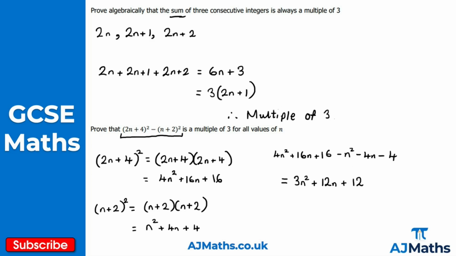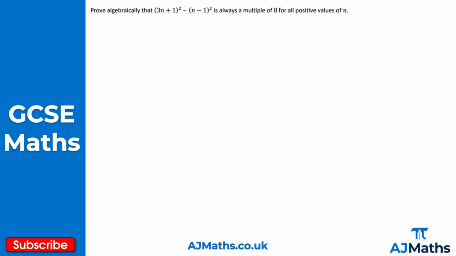Now, like we did with the previous one, if we want to show that it's a multiple of 3, we want to be able to factor a 3 out from our expression. And in this case, we clearly can. Everything's divisible by 3. So we get 3 lots of n squared plus 4n plus 4 there. And again, therefore, this shows that we have a multiple of 3. And there we have it. So that's our solution to that example.